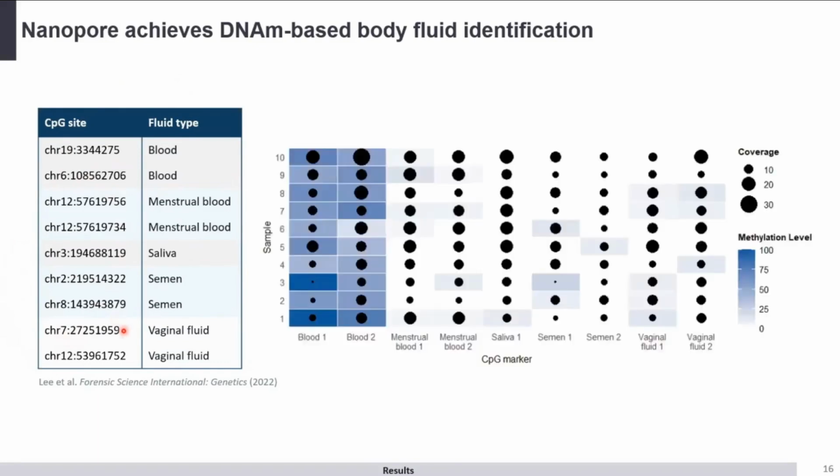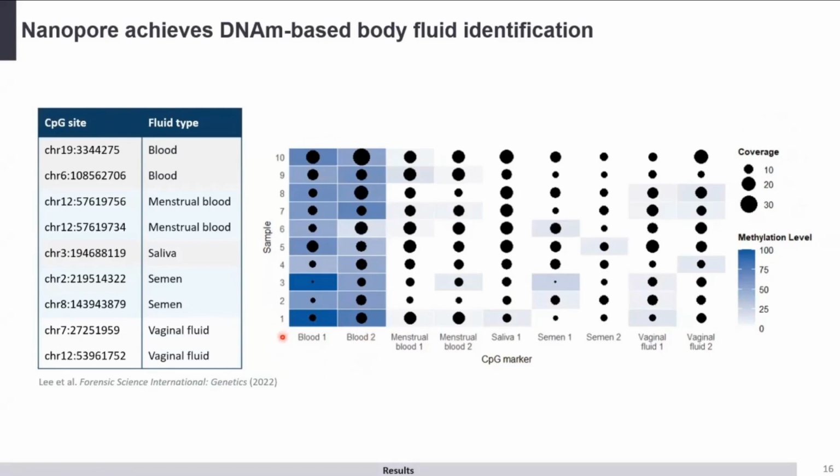In this analysis, we examined the methylation level across the 9 sites in each sample. Each row represents a sample, while each column corresponds to a DNA methylation marker. The methylation level is indicated by the gradient of shade of blue. The darker the blue, the higher the methylation level. Additionally, the size of the dot represents the coverage, so the larger the dots signify higher coverage for the CpG site. As you can see, we observe significantly elevated methylation levels at the 2 target loci specific to blood.